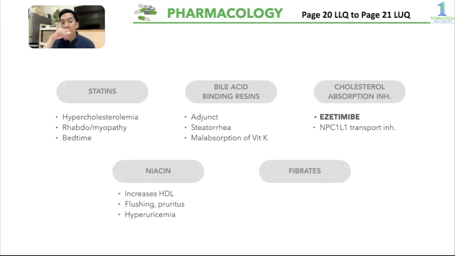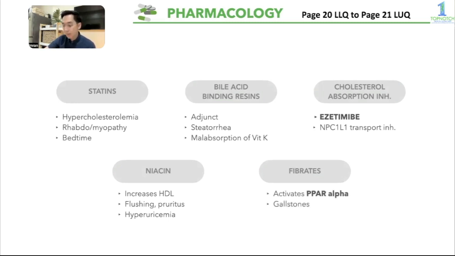For the hyperuricemia, you will go back to your biochemistry. Niacinamide, one of the important vitamins, can be converted directly, furthermore, to uric acid, which is why hyperuricemia occurs. And lastly, your fibrates.